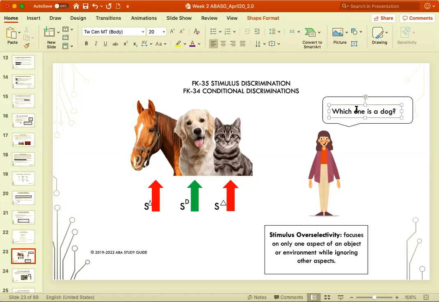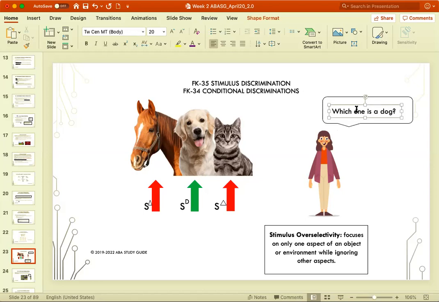Melissa said if you said which one is the cat, the picture of the cat would become the SD and the other ones would be the S deltas, absolutely. So remember, your SD is the discriminative stimulus. It's the stimulus present when I say where's the cat and you choose that stimulus, that's stimulus control.